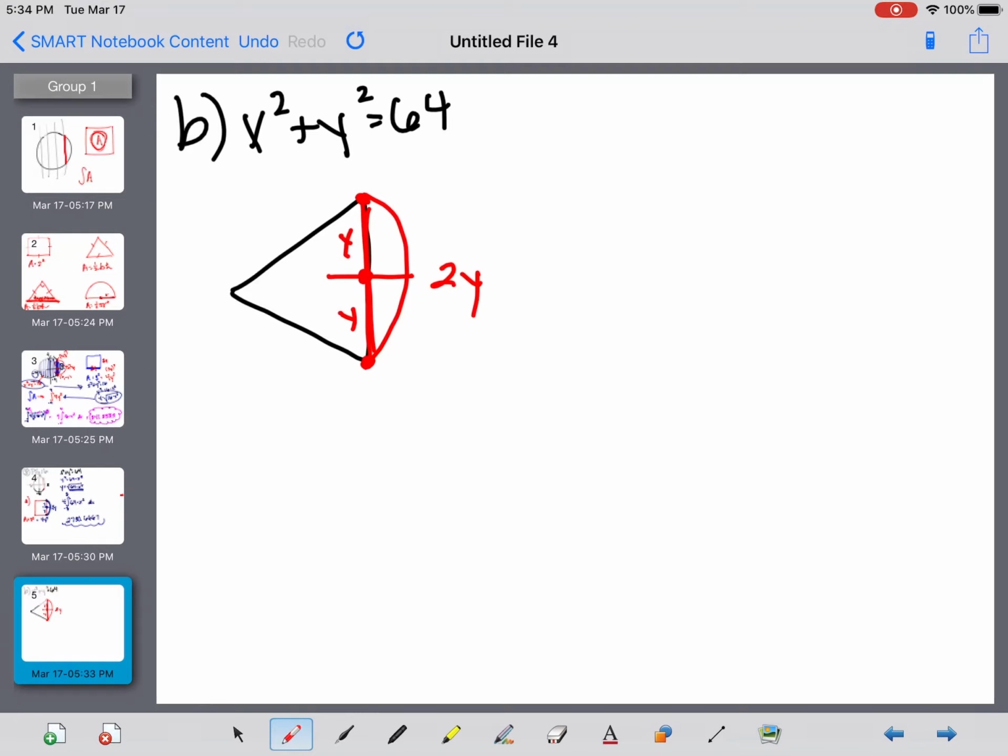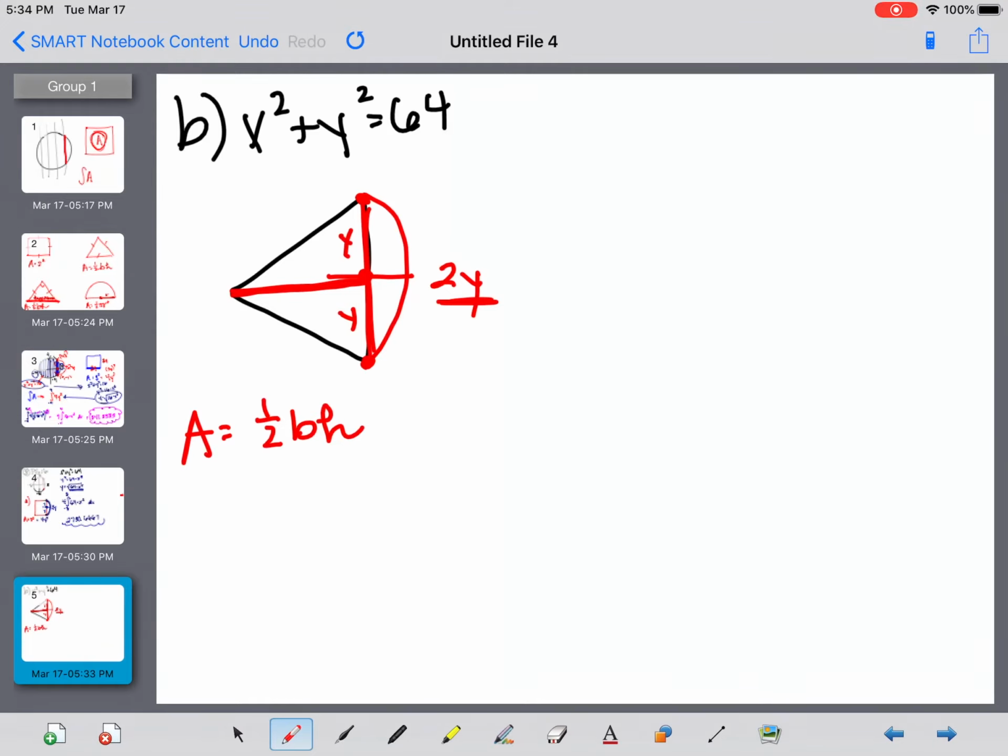The base of that triangle is 2y. I know that my area formula for a triangle is 1/2 base times height. I know that my base is 2y. Now I have to find my height.